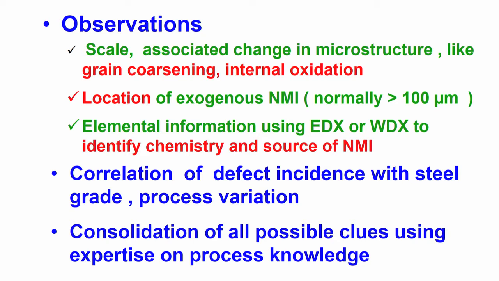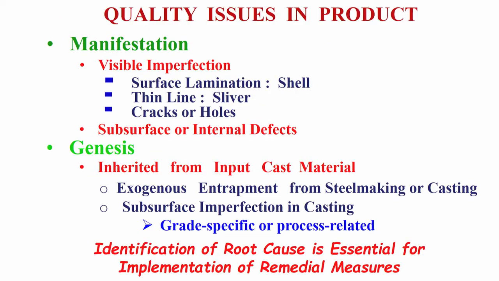Then the location of the exogenous NMI, whether it is large or what is the size. Then elemental information, I had mentioned earlier, using energy dispersive or wavelength dispersive analysis of X-rays, to identify the chemistry and source of NMI. These are all important. Then to correlate the defect incidence with steel grade or process variation, consolidation of all possible clues. Finally, we have to do using expertise or process knowledge.